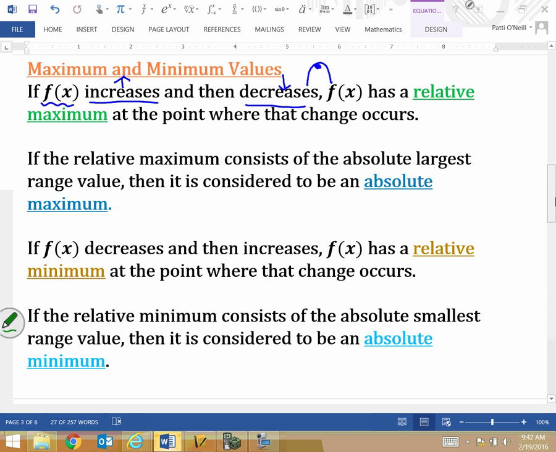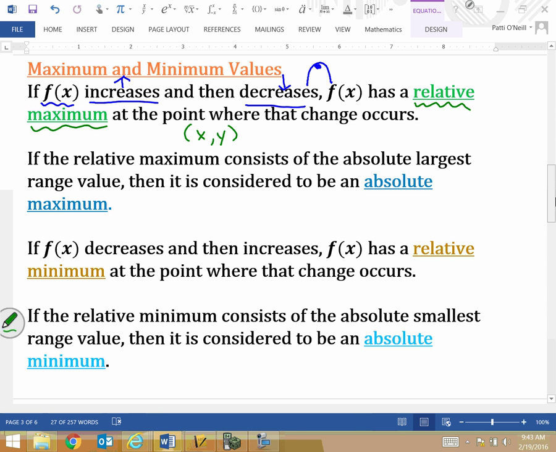Depending on the context of our answer, we may provide the actual point, the ordered pair, coordinates of x comma y for that maximum point, or we might say the y value is the maximum value on the graph. That will vary depending on the scenario that we're in. But what you need to know is that it's called a relative maximum.